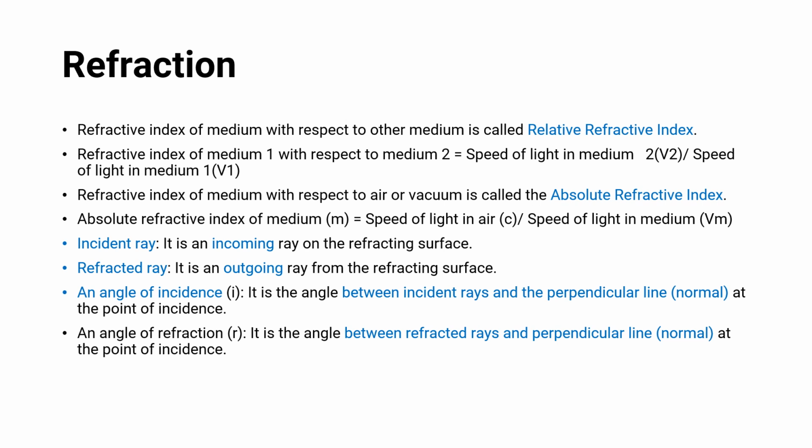Incident ray is an incoming ray on the refracting surface. Refracted ray is an outgoing ray from the refracting surface. Angle of incidence i is the angle between the incident ray and the perpendicular line, that is the normal, at the point of incidence. Angle of refraction r is the angle between the refracted ray and the perpendicular line, that is the normal, at the point of incidence.